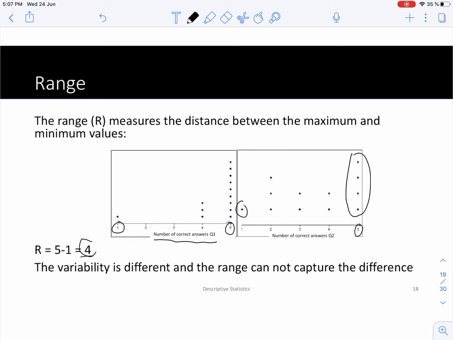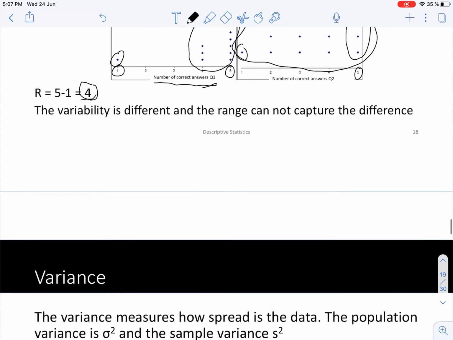But if you start looking at the data, you will see that, for quiz 1, most of the observations are clustered here in 4 and 5, and there is only 1 observation here. But now if we check the second quiz, we can see that the observations are spread uniformly. So that means that the dispersion is higher in this second quiz. However, the range is not capturing that dispersion. So that means that the range is somehow limited when we are measuring and comparing dispersion in different data sets.